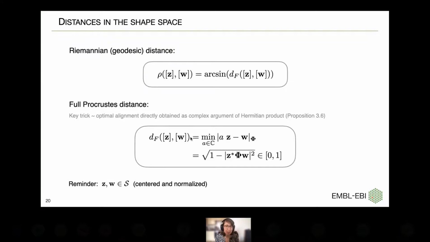That's the intuitive one where you align shapes. And what we can show, and again, I won't go into detail here, but I invite you to have a look at the paper if you're interested, is that this full Procrustes distance, that is a distance between shapes, so on the Kendall shape space, has actually a closed form expression in terms of pre-shapes. And just as a reminder, pre-shapes are just centered and normalized input data. So these guys are pretty straightforward.